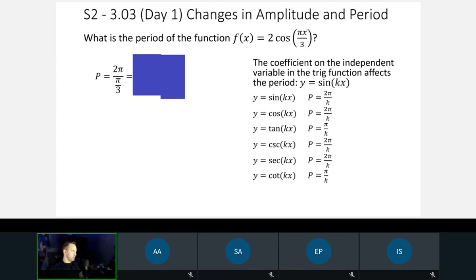But I like doing things by hand. I personally wouldn't type this in. I would just work it out. I think it's good for the brain. So we do 2 pi multiplied by the reciprocal, so 3 over pi. This pi and this pi cancel out. And then you have 2 times 3 on top, which gives you 6. So the period is 6.